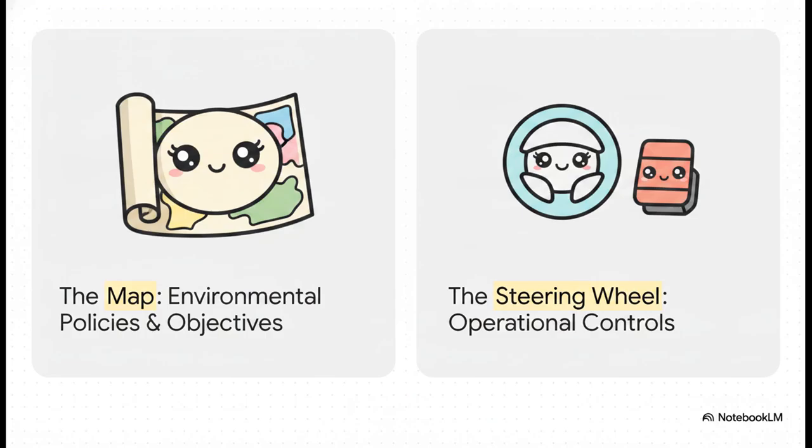And this brilliantly illustrates the dynamic. Think of your environmental policies and objectives as the map. They tell you where you want to go. But Clause 8.1, your actual operational controls, those are the steering wheel and the brakes. They're the physical mechanisms that keep you on the road and actually prevent the crash when circumstances change.